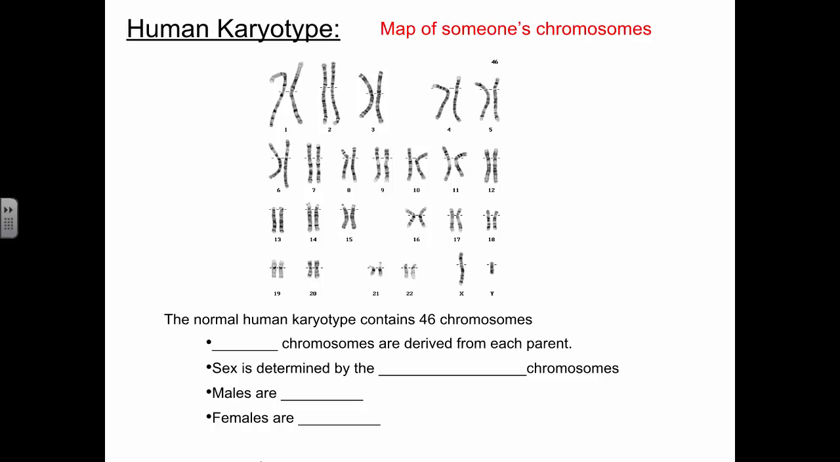So from what we remember from reproductive systems, how many chromosomes come from each parent? 23. How do we know it's 23? Yeah. We said, remember, sperm and egg make one cell. So we have 46, you would assume that half comes from each.